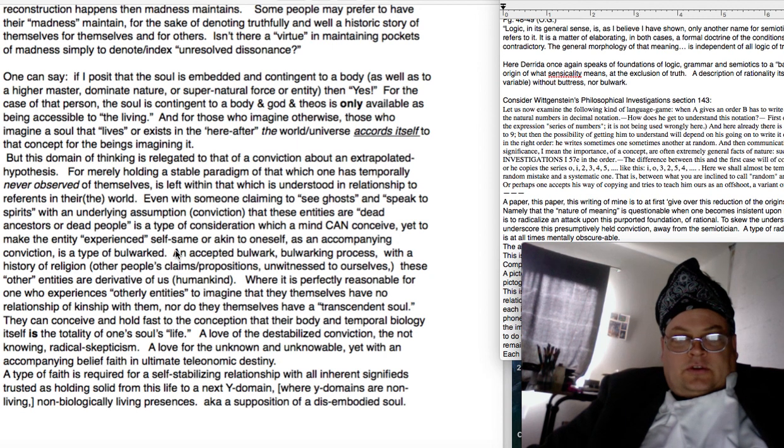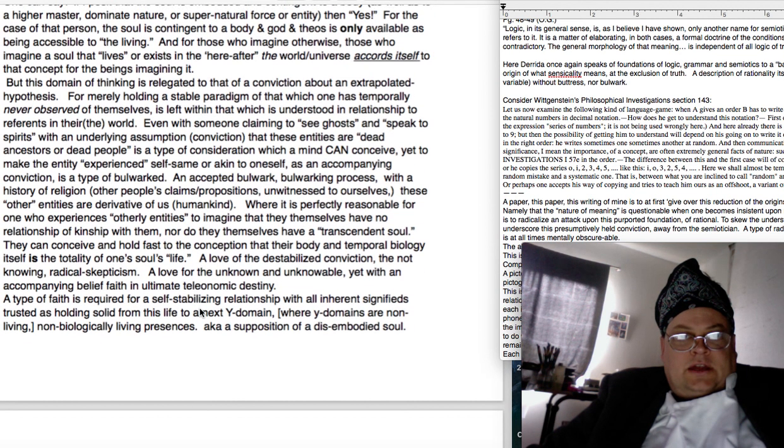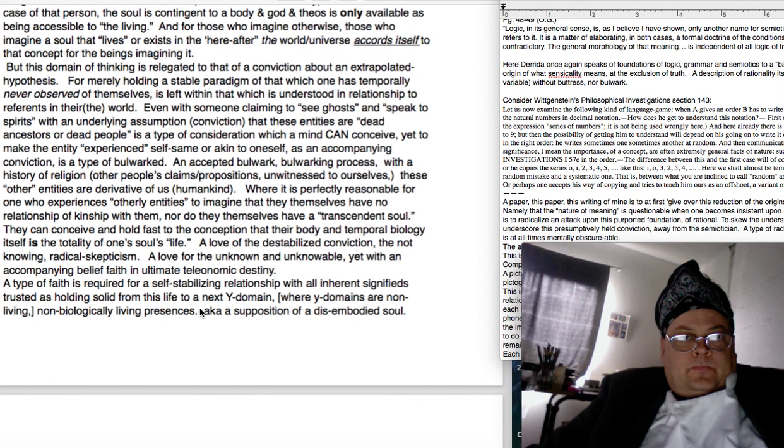And for those who imagine otherwise, those who imagine a soul that lives or exists in the hereafter, the world universe accords itself to that concept, for the beings imagining it. But this domain of thinking is relegated to that of a conviction about the extrapolated hypothesis, for merely holding a stable paradigm of that which one has temporarily never observed of themselves is left within that which is understood in relationship to reference in the world.